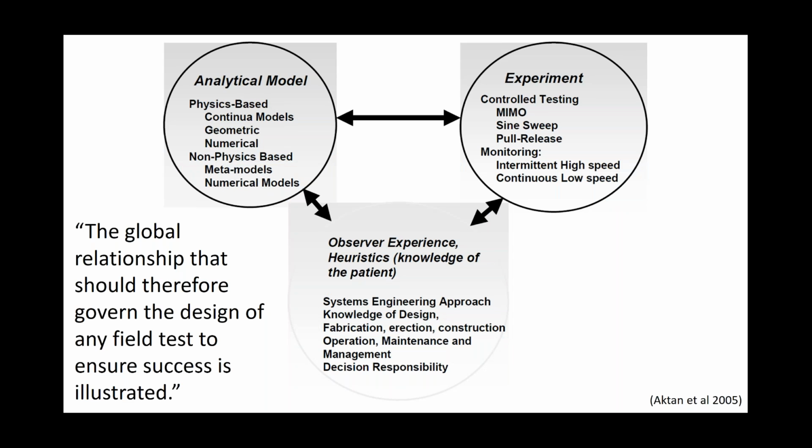One of the other takeaways from this paper by Aktan is that the global relationship that should therefore govern the design of any field test to ensure success is illustrated here, that you've got a relationship between the model you're using, the experiment you're conducting, and the observer. So as we're trying to develop a system for bridge inspectors, we need to take into account their background and what they might be looking for in a structure.